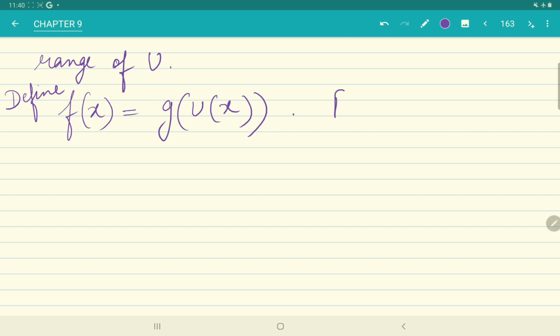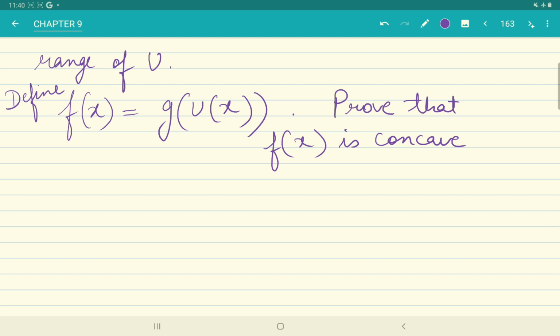We have to prove that f of x is concave in I. Please keep this in mind. We don't have to go for the method we have used earlier, because there we talked about differentiability assumptions also. Here we don't have any of those assumptions with us. So we have to prove that f of x is concave in I.